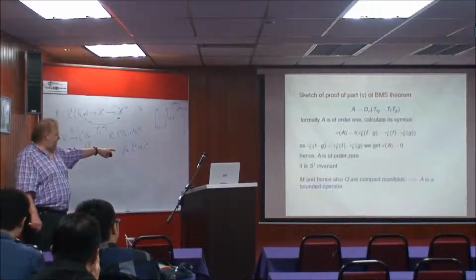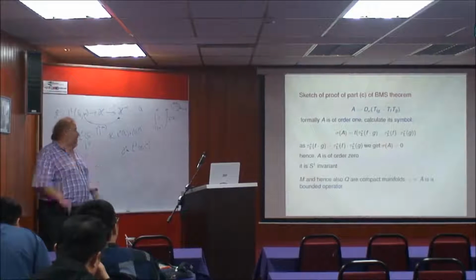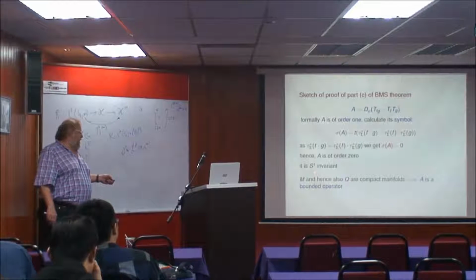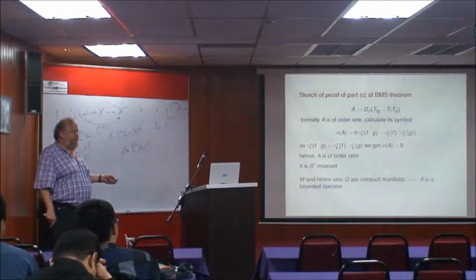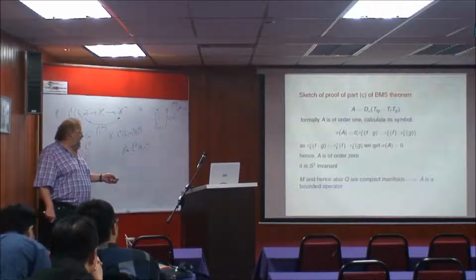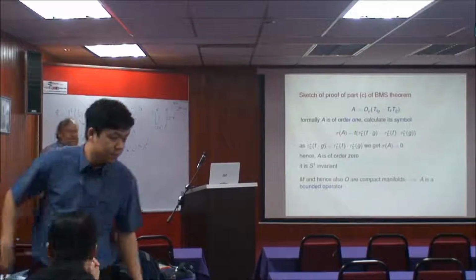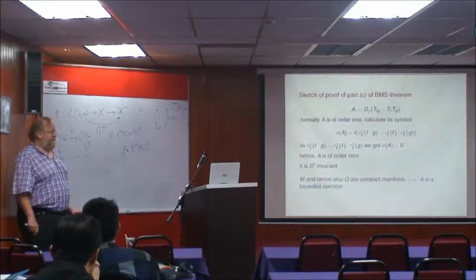Here the point is that this kind of argument which comes now does not work in the non-compact situation. One has to refine things there. So M is a compact manifold. Hence Q is also a compact manifold. Okay? And A is a bounded operator, as the order is 0, so it's a bounded operator.